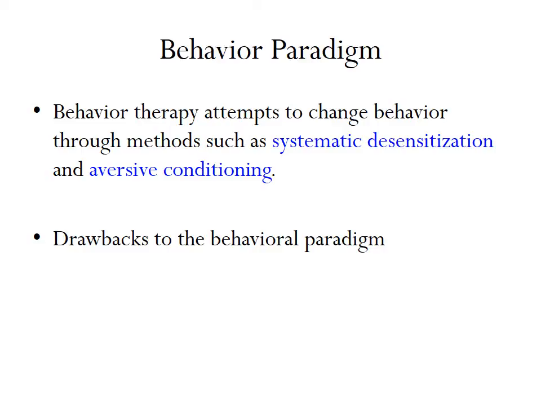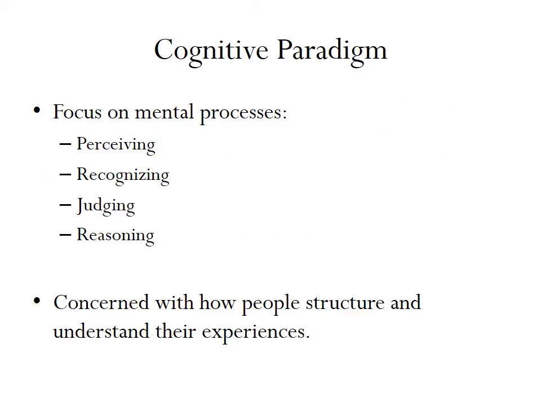Again, based on these shortcomings, other approaches emerge. The cognitive paradigm. The cognitive paradigm looks at mental processing, how individuals perceive, recognize, judge, and reason. Our concern here is with how people view the world, structure the world, and understand their experiences. These thought patterns can cause disturbances of emotions or behaviors.